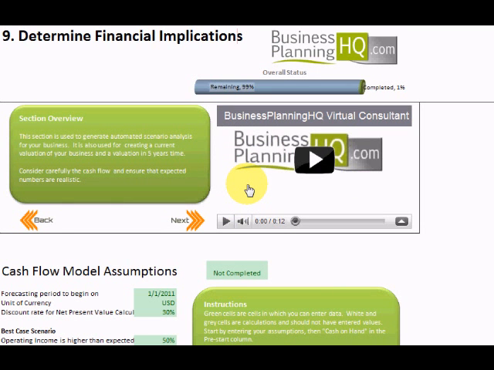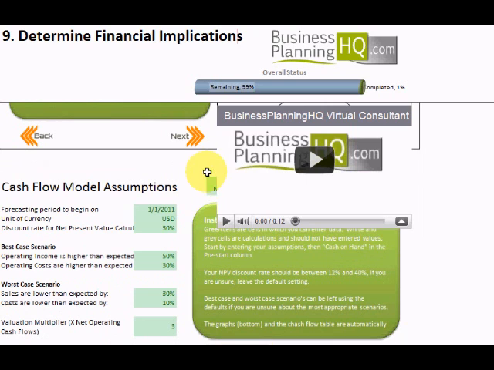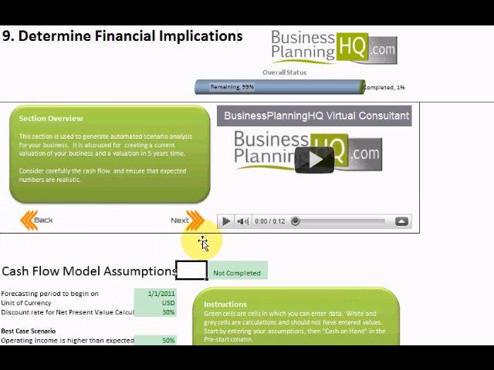9. Determine the financial implications. This is where we start to get into the cash flow model and understanding what the cash flows may look like for our particular business. The status for this section is controlled by these drop downs here. There's one there and there's another one further down here. So just update those and then our status bar will update.